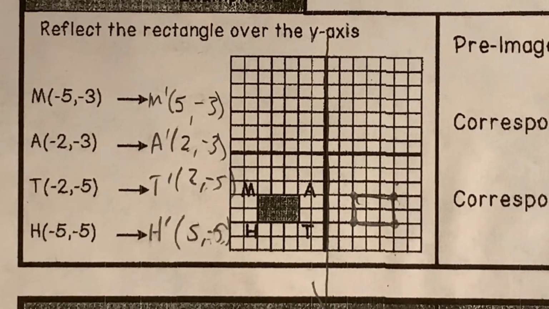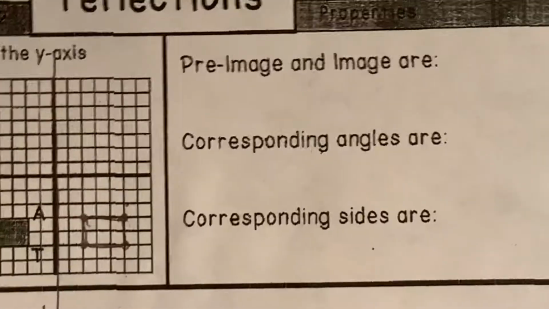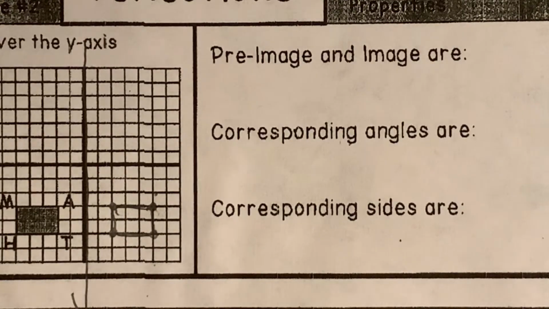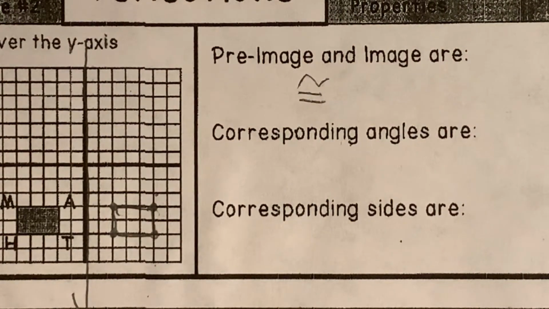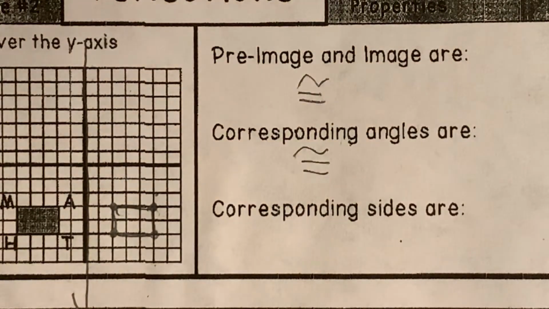Okay, good. Now let's go over these quick rules again. Just like yesterday, the pre-image and the image are congruent. Remember, they're the same shape, same size. The corresponding angles, they're all 90-degree angles in this case. They're smaller for the triangle, but they're all 90 for this. They're also congruent. That's our symbol for congruence. And the corresponding sides are equal in length.